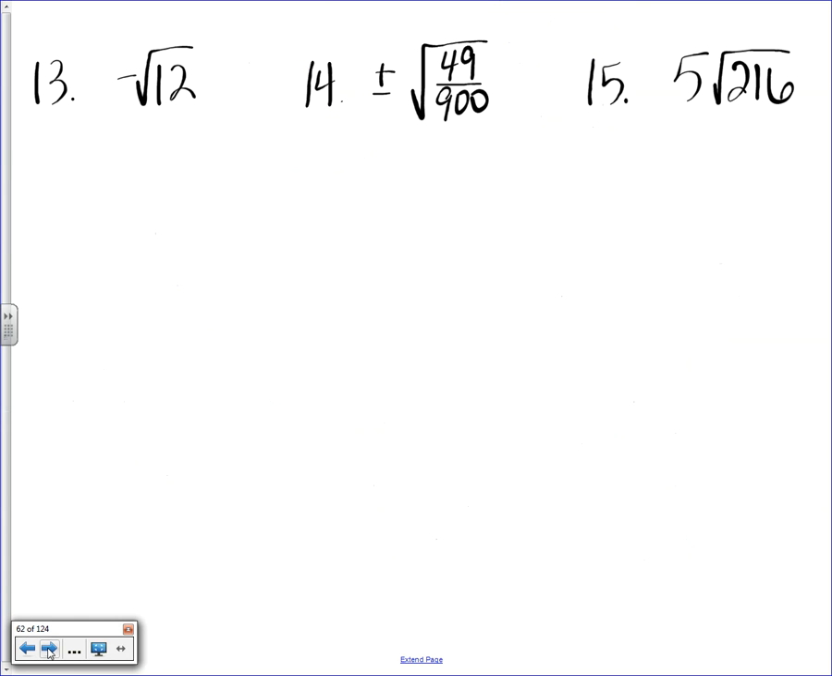So number 13. First of all, is 12 a perfect square? No, it's not. Is there a perfect square that we can divide out of 12? 4? What does 4 come out as? A 2? But there's already a negative out there, right? So this will be negative 2. And what is 12 divided by 4? 3. Now I just need a decimal approximation of negative 2 radical 3.